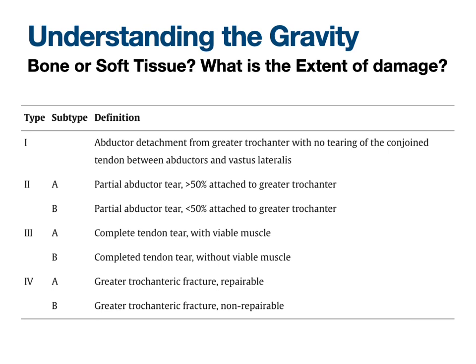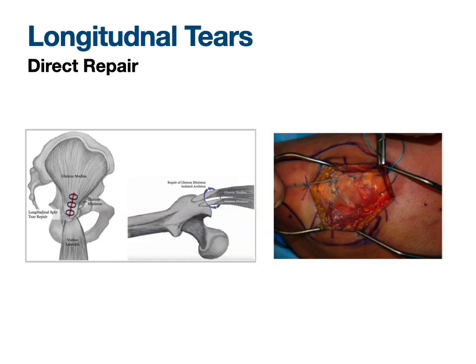The simplest type will have an abductor detachment from the greater trochanter with no tearing of the conjoined tendons between the abductors and vastus lateralis. Type 2 will be a partial abductor tear, less than 50% or more than 50%. Type 3 is a complete tendon tear with viable muscle, and 3B is a complete tendon tear without viable muscle. And finally, type 4, which is basically the bony fractures of the greater trochanter, which is repairable, and B, which is non-repairable.